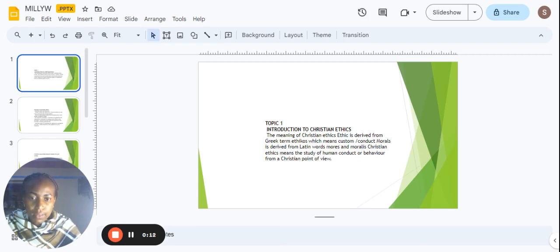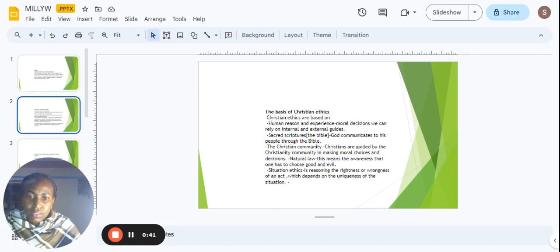Introduction to Christian ethics. The meaning of Christian ethics is derived from the Greek term ethikos, which means custom, conduct, and we have morals, which is derived from the Latin words mores and moralis. Thus we define Christian ethics as the study of human conduct or behavior from a Christian point of view.